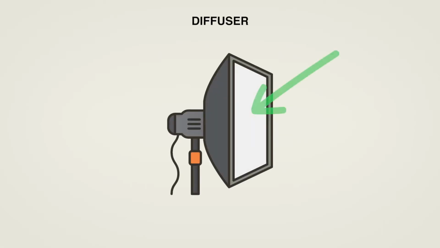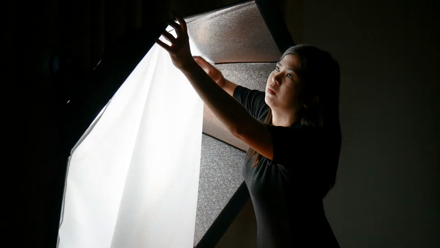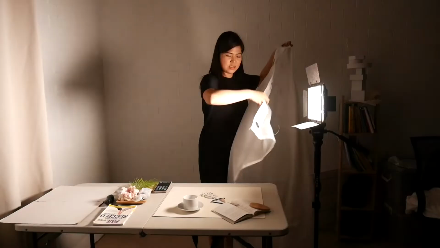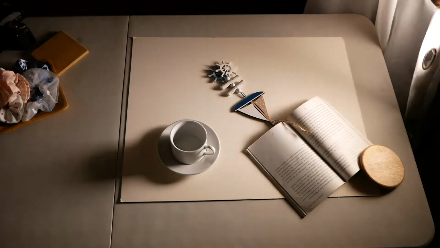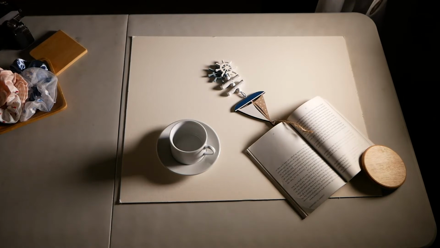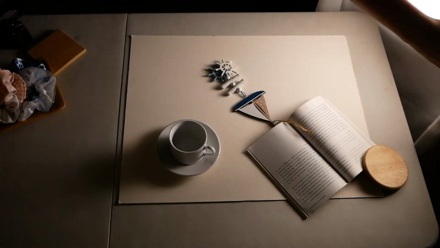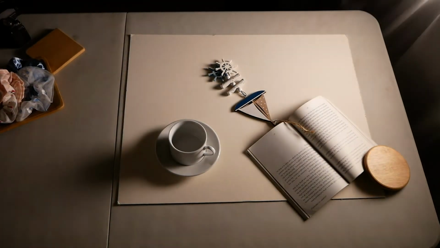Let's start with diffusers. Diffusion is a method of filtering hard light through a semi-transparent material to create softer light. Diffusers are used to tame punchy highlights and shadows when you want to create evenly balanced and calm-inducing light. Diffusers soften light by scattering it over an area larger than the source light.